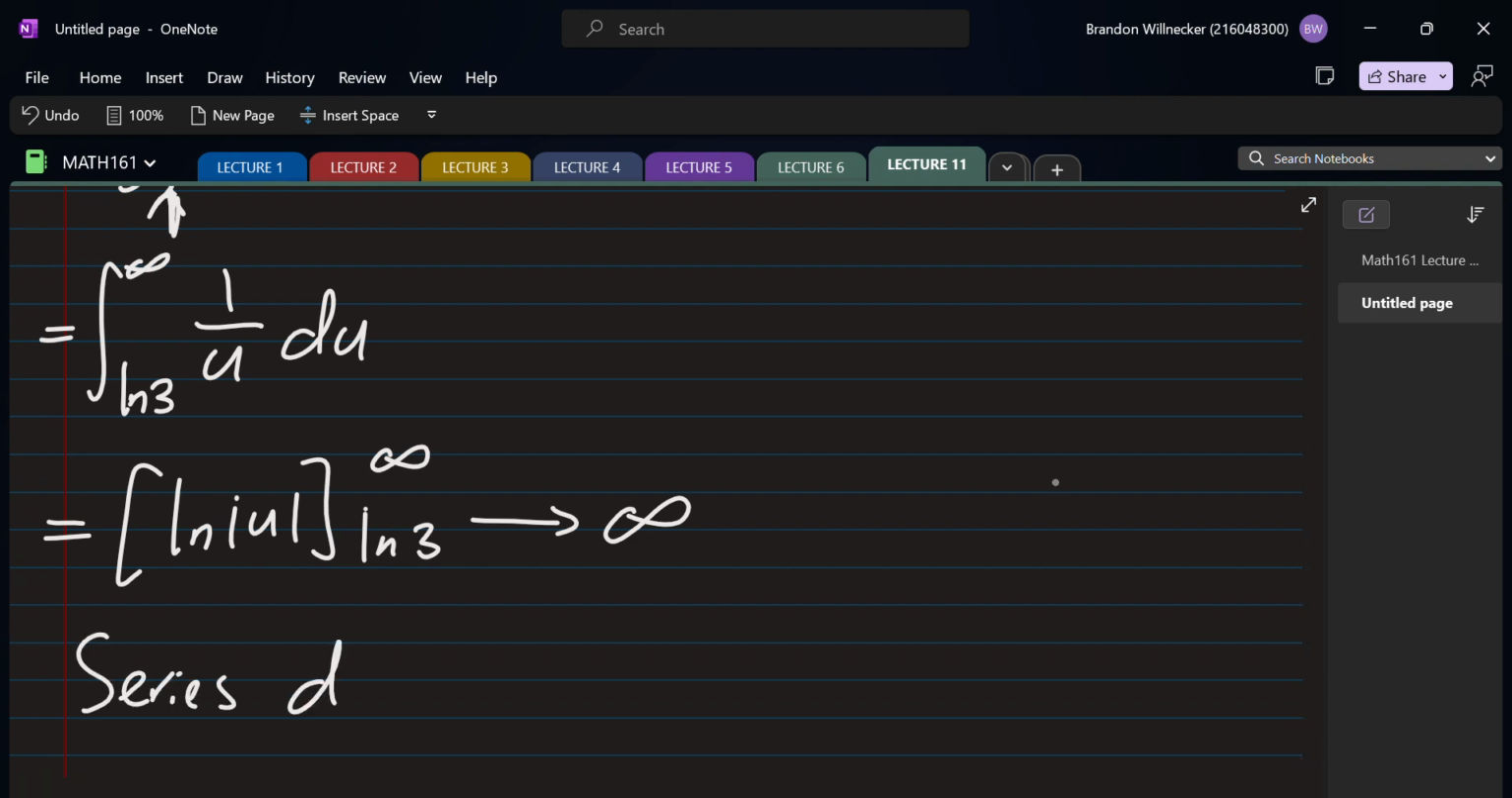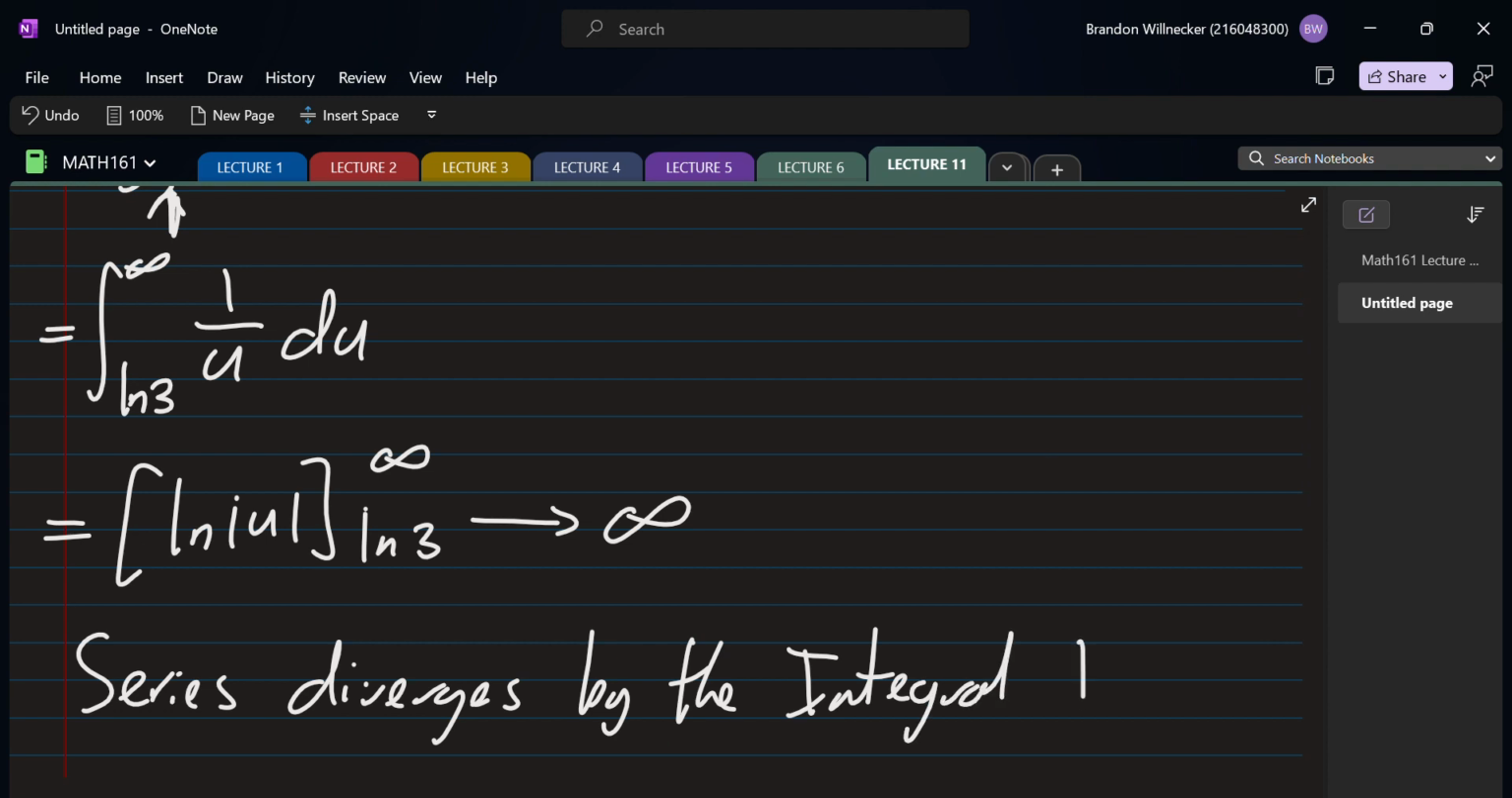So the series diverges by the integral test. So remember, for the integral test, both the series and the integral will either both converge or they will both diverge, depending on what you get.